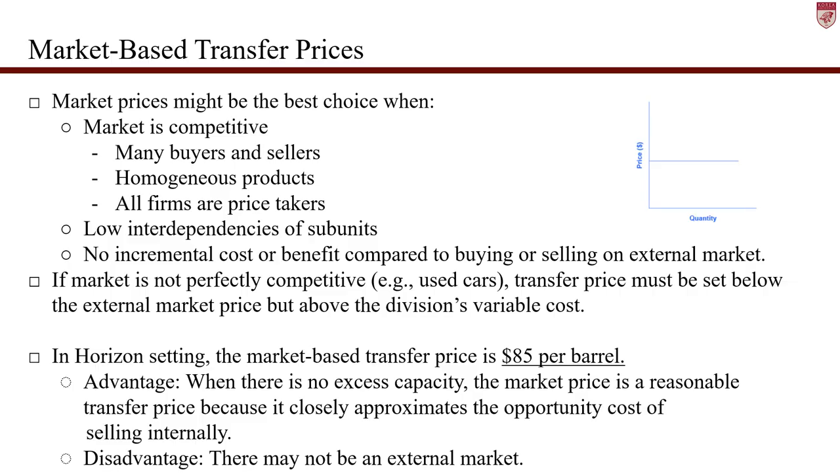So the price is always going to be the same, whatever the quantity is. Another thing is that in the competitive market, we're also going to assume that each subunit is very independent, having almost low interdependencies across each other. So there is no negotiation going on between these subunits. All they care about is the price that is observable from the external market.